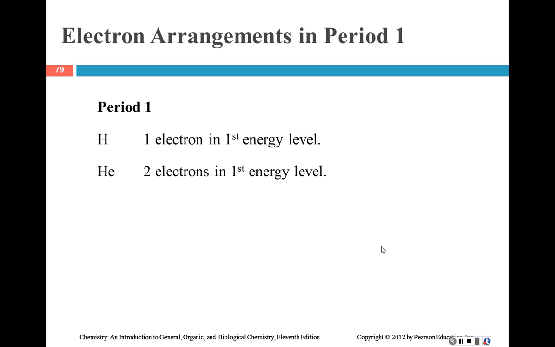So this n number is really the period numbers, these horizontal rows. Hydrogen and helium are both in the first energy level, n equals 1. The maximum number they can have in their first energy level is 2 electrons. Hydrogen doesn't have 2 though. It's not full, so it only has 1. Helium though is full, so its 2 electrons are both in that first energy level.